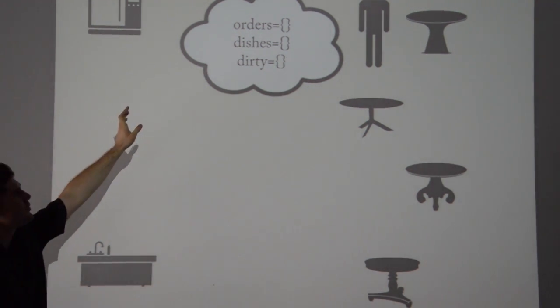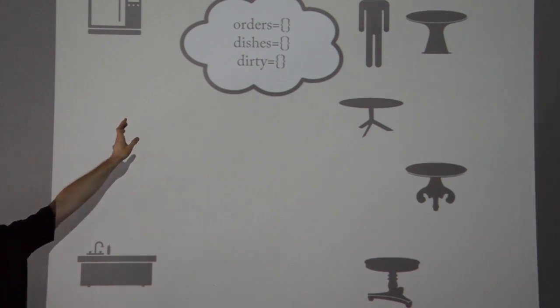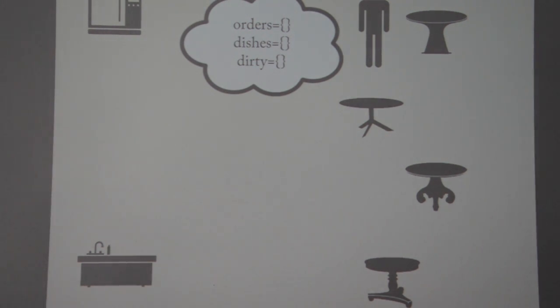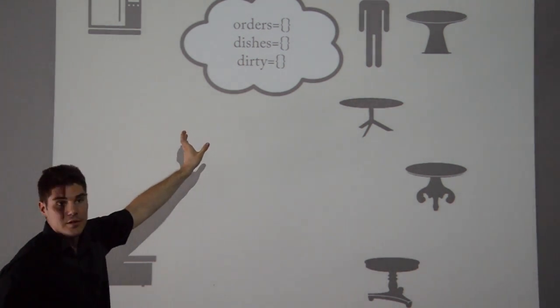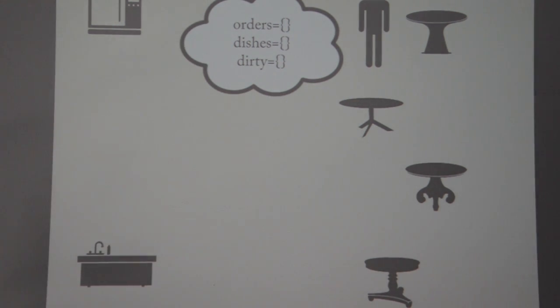One of them is orders. Orders are the things that your customer ordered, right? Then the second thing is dishes. This is the things that he's carrying on his tray, and he has to give to certain customers, clients. And then the third set is dirty. So if he picked up some dirty plates, he has them on the tray. He has to know that he has them so that he could deposit them here at the dishwasher.